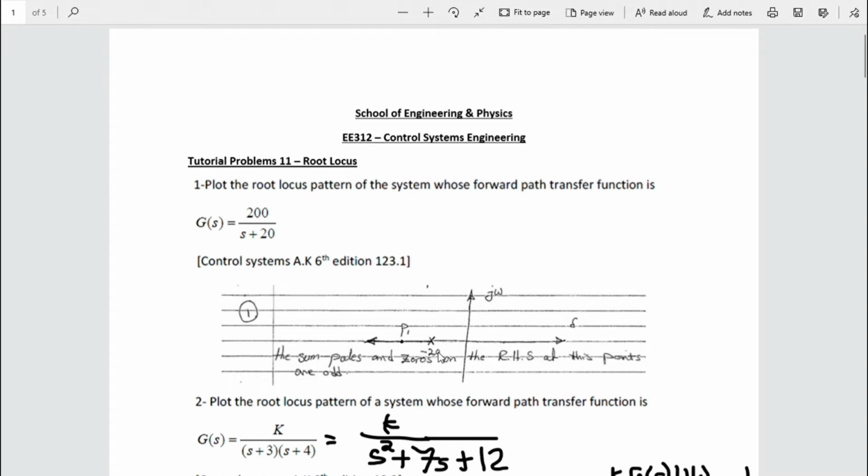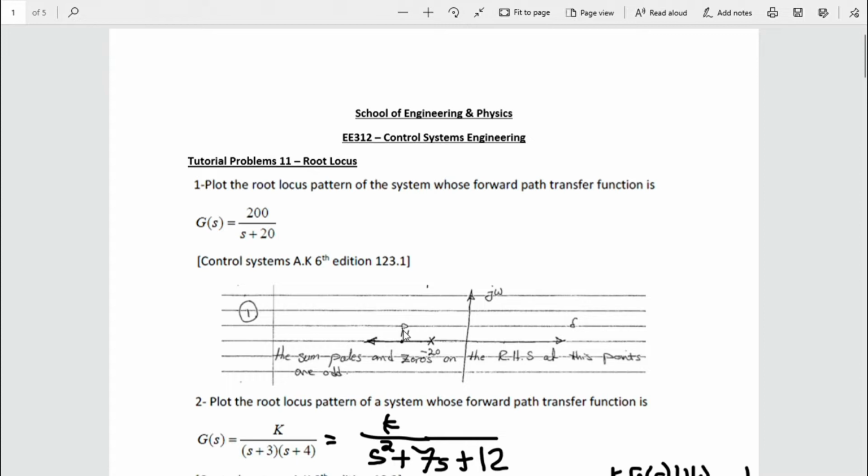Then we need to follow the first 5 basic rules. The first rule is to identify the number of branches. The number of branches is equal to the number of closed loop poles, which is also equal to the number of open loop poles. There is only one pole over here, so there will be one branch. Number 2 is symmetry about the real axis.